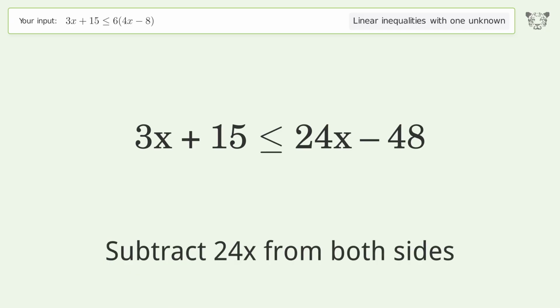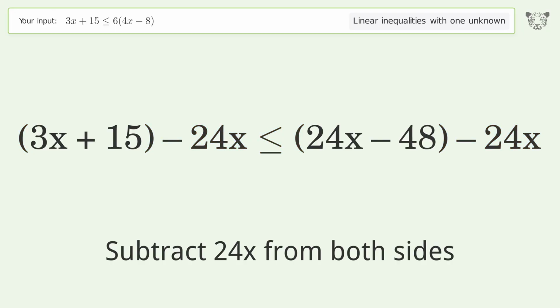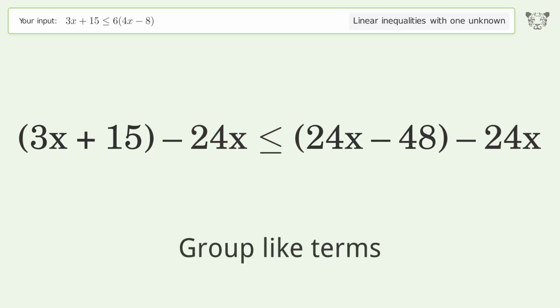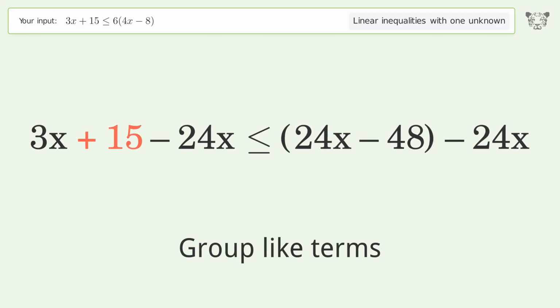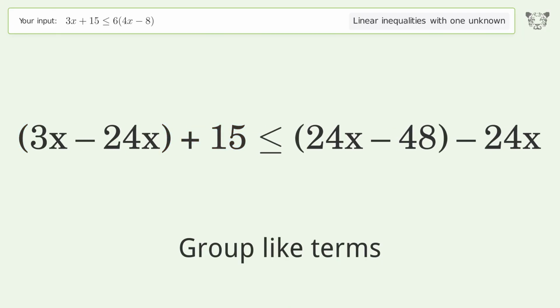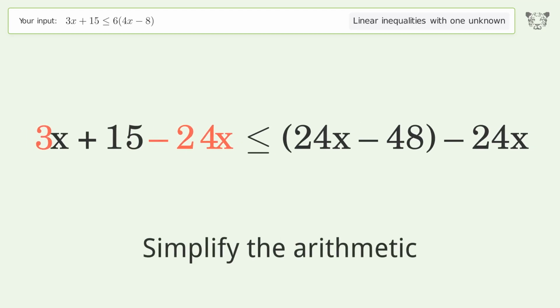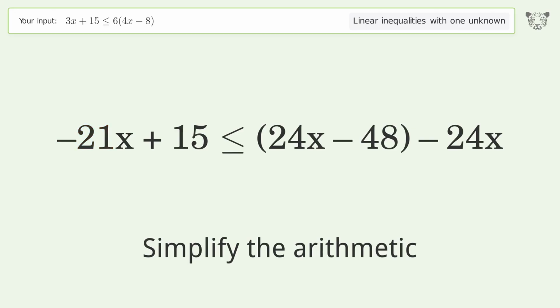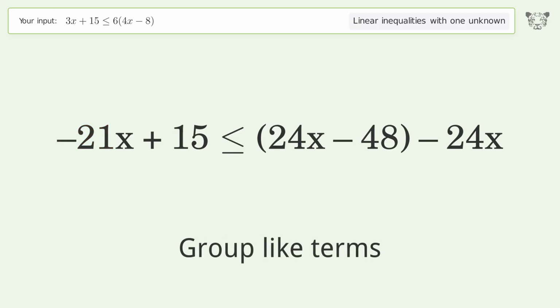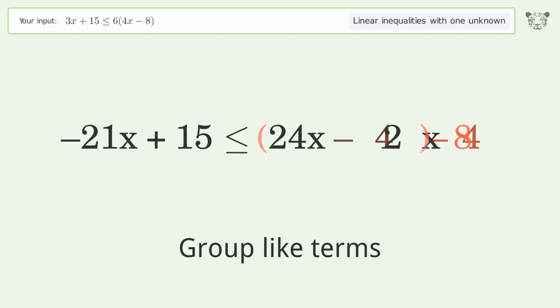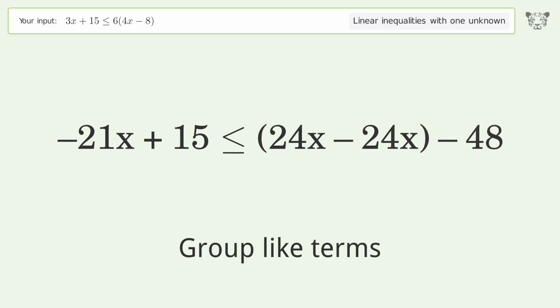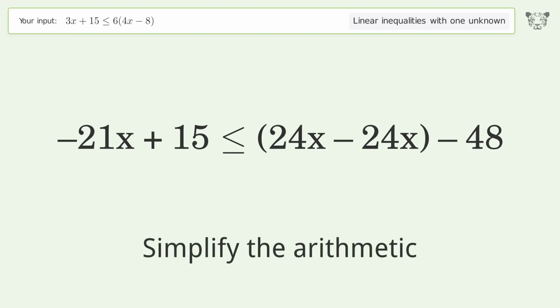Subtract 24x from both sides. Group like terms. Simplify the arithmetic. Group like terms. Simplify the arithmetic.